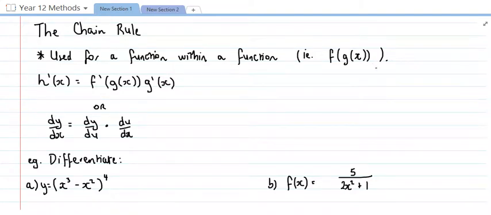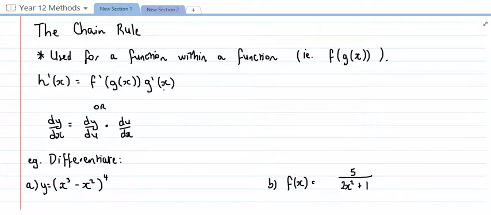Hi everyone, in this video today I'm going to look at the chain rule, which is a special rule that we have for differentiating. This is used specifically when we have a function inside another function, as I've said here, that's like f of g of x. It's those composite functions where we can identify an inner function and an outer function.